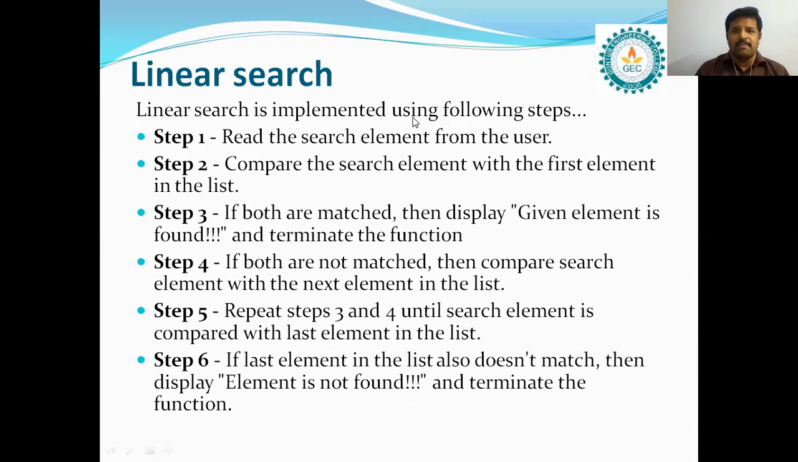Linear search is implemented by using the following steps. So this is the procedure for linear search. Step 1, read the search element from the user. That means we have to read an element. That element is called the search element. Among the list of elements, we can search for this particular element. How can we search for that element in the list?